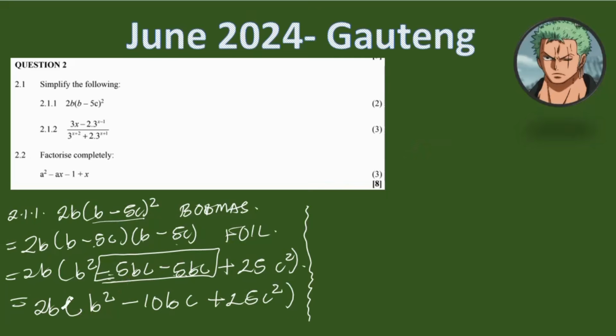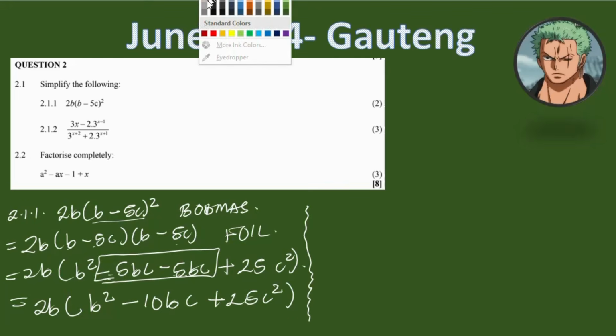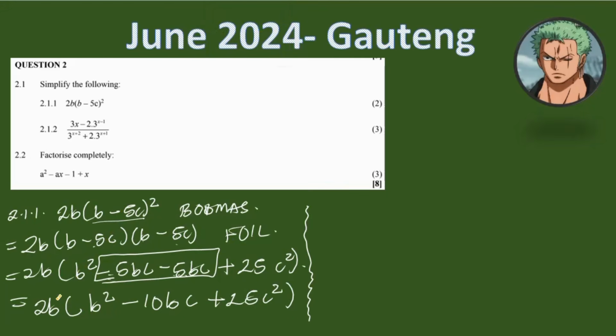I'm going to have to FOIL this. When I FOIL this, let me choose a different color. When I FOIL this, I multiply this with this. Let's start with the first one, 2b and b squared. That will give me 2b raised to 3, right?